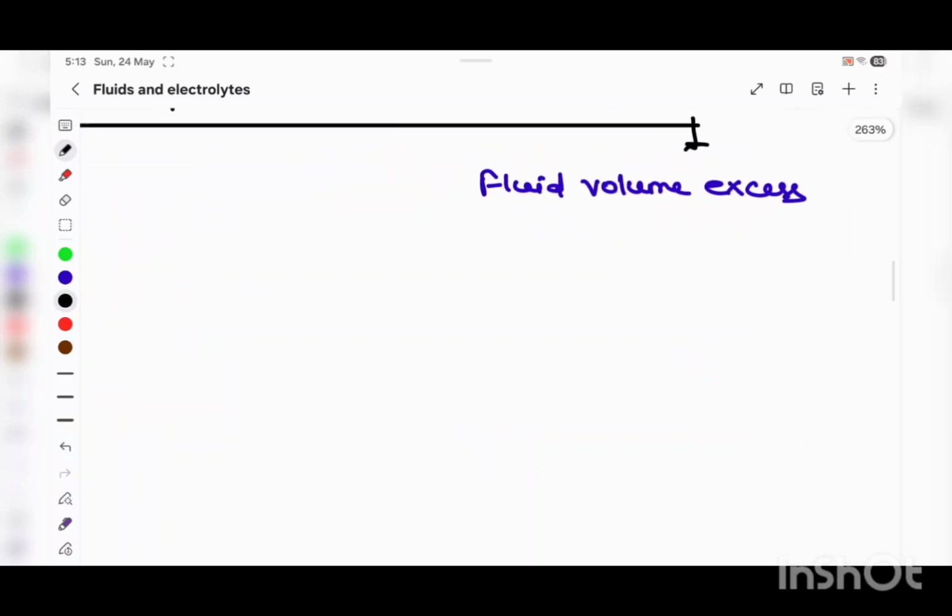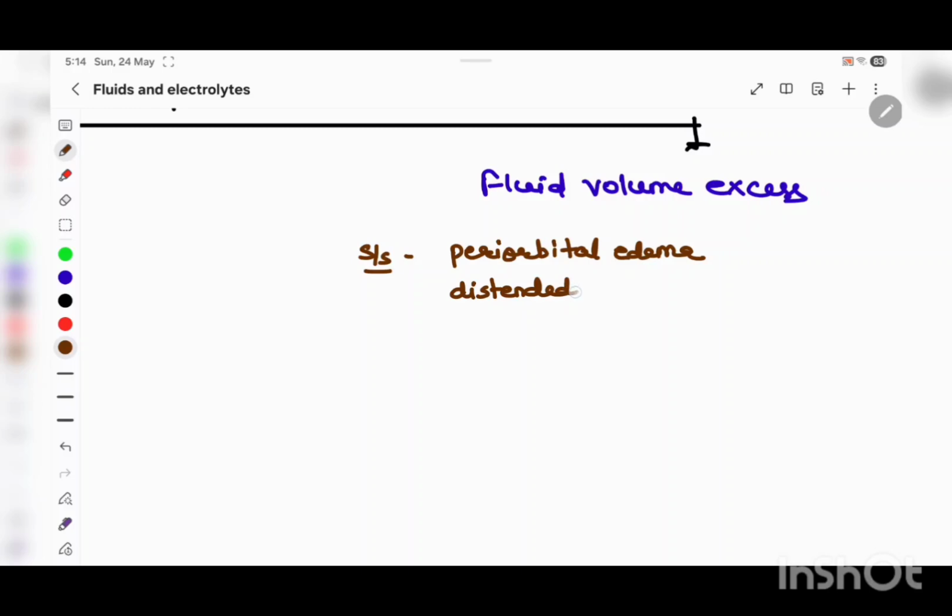Next, we'll be studying fluid volume excess. As the name suggests, fluid volume excess means the volume of fluid is more or plasma volume will increase. So, what can be the signs and symptoms? Periorbital edema. Around the eyes, periorbital, around the eyes, there will be edema and distended neck veins or jugular veins, we can say. So we can feel or it will be visible, distended jugular vein.